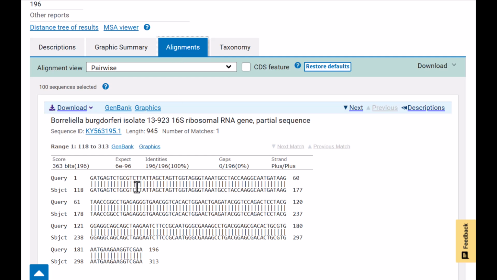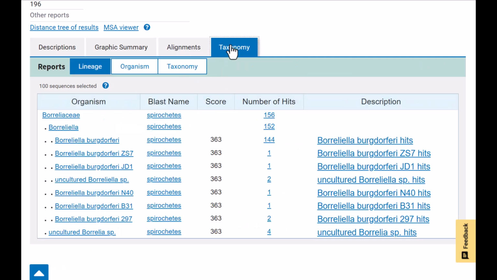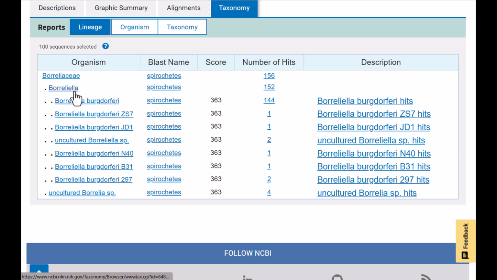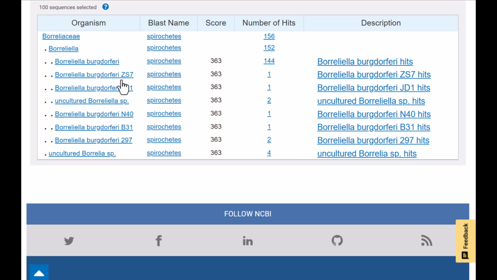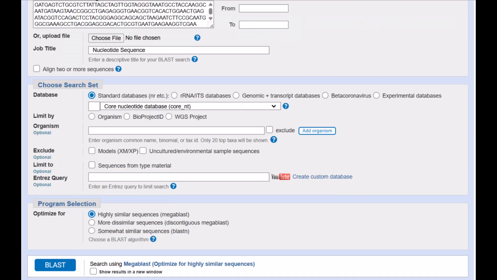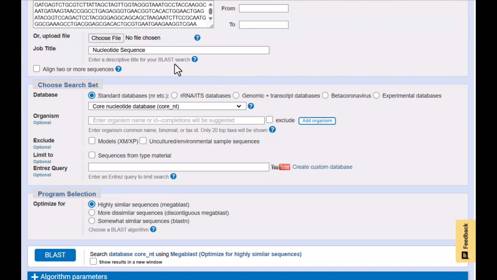All right, you can look at the alignment. It is perfect. It's almost a perfect match. And again, we can look at the taxonomy and understand Borrelia a little bit more. There are lots of different Borrelia burgdorferi strains. So this is the main organism, with different isolates, but they all cause Lyme disease and they're found in ticks. So again, detective, job well done.